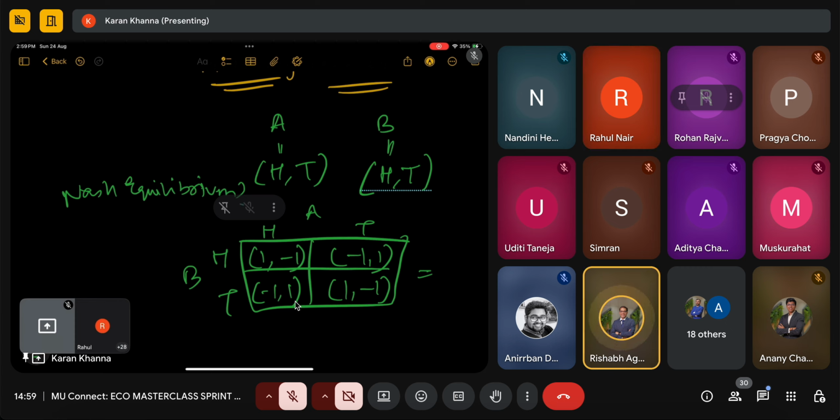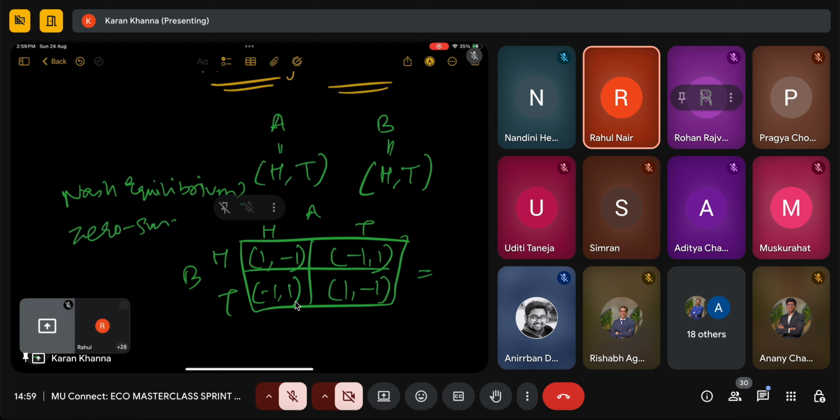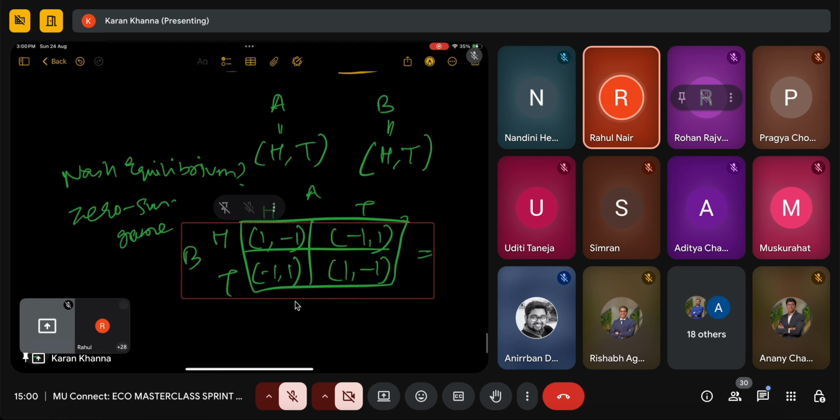No, there will be no Nash here. Why? This is a zero-sum game. Very good. This is a zero sum game. Right. That's why there is no Nash equilibrium here. Right. So I think we are done with matching pennies also.